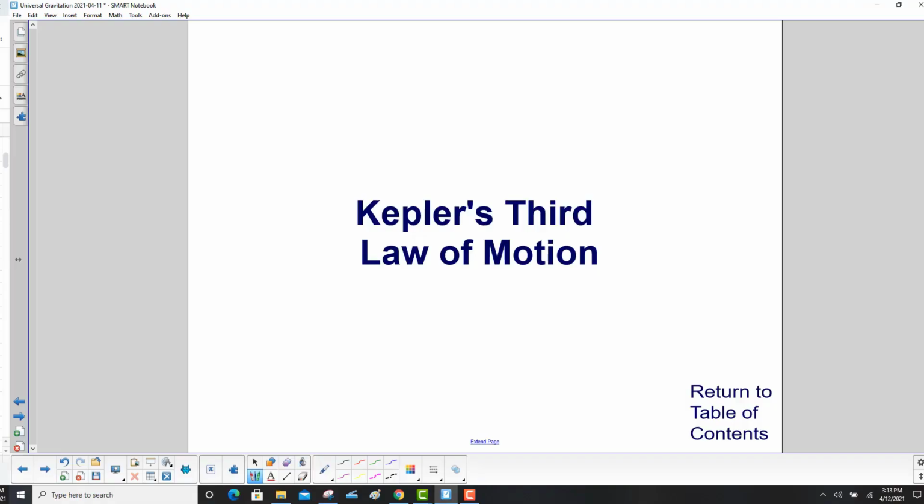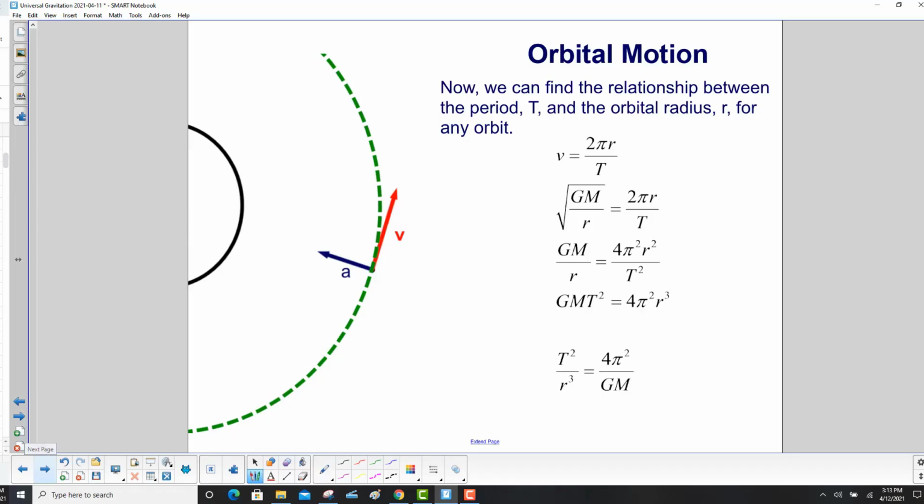Kepler's third law of motion. Now we can find the relationship between any period T and the orbital radius for any orbit. Here's our orbit, here's our velocity, and it's going around this planet or star, whatever. We have velocity, which is distance over time, which again for a circle is just the circumference over the period, or 2 pi r over T.